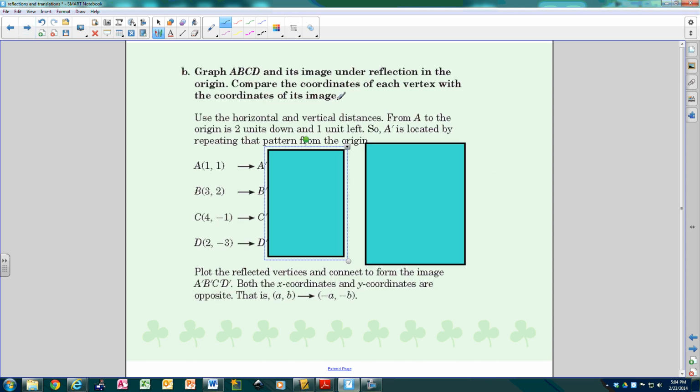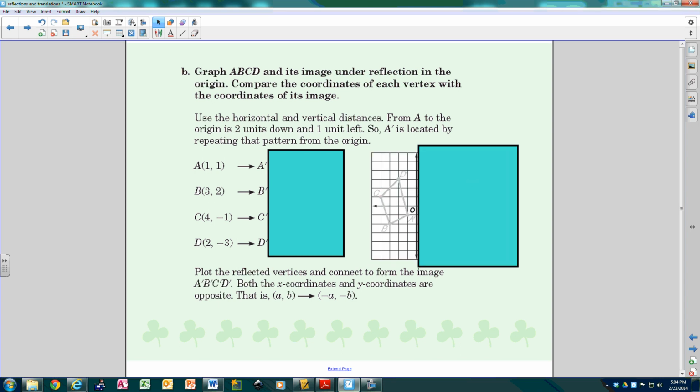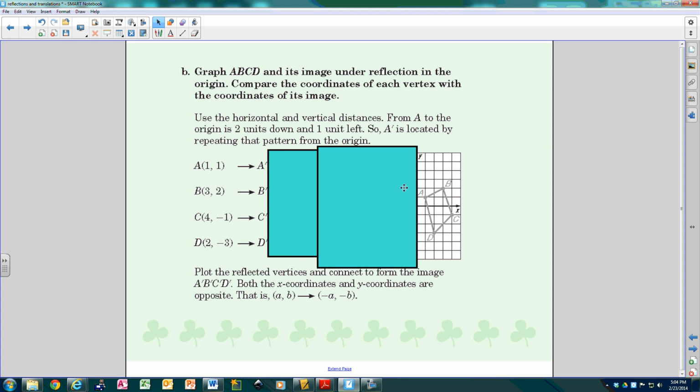All right, so let's try it. What's going to happen whenever you reflect something? So we're going to take image ABCD, and we're going to do an image under reflection in the origin. So compare the coordinates of each vertex with the coordinates of its image. So use the horizontal and vertical distance from A to origin is 2 units down and 1 unit to the left. Okay, so notice, here's my original.